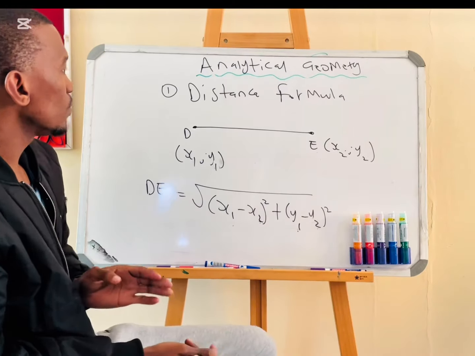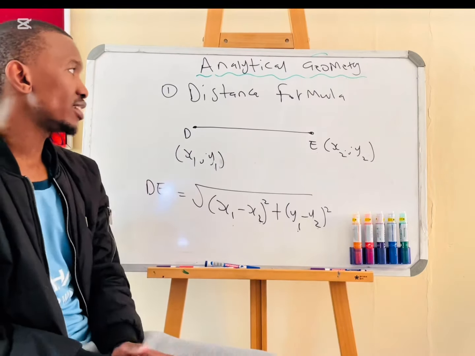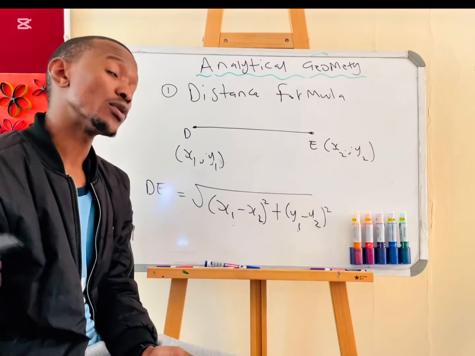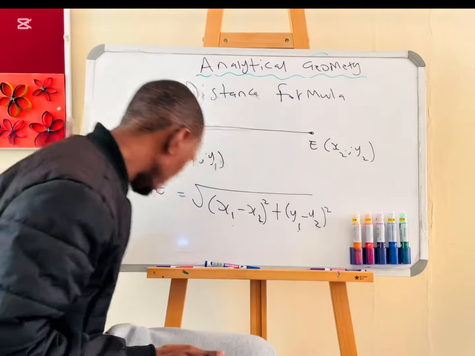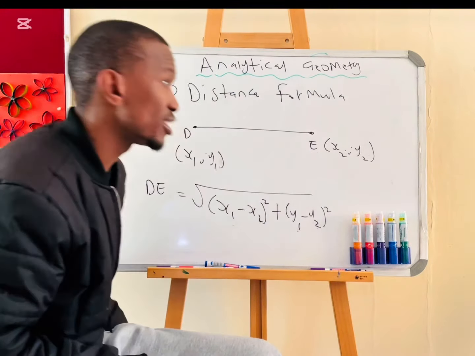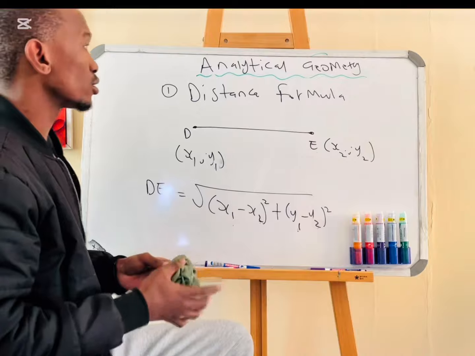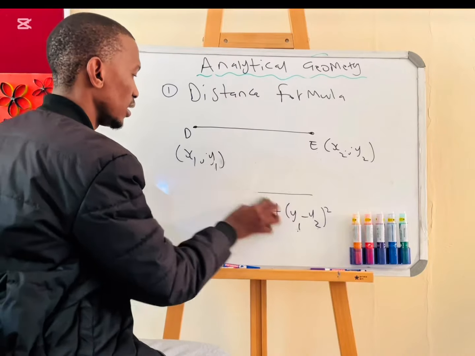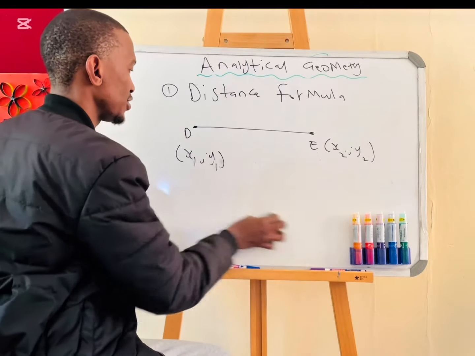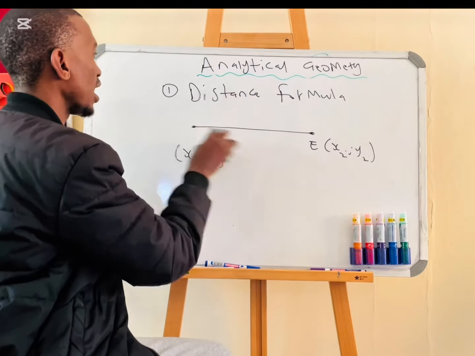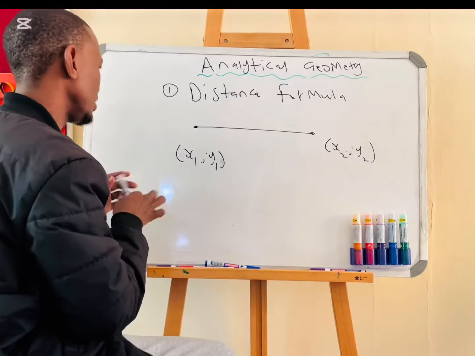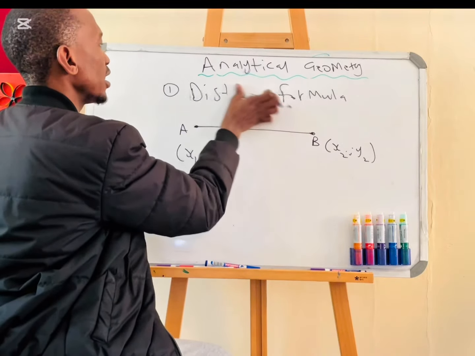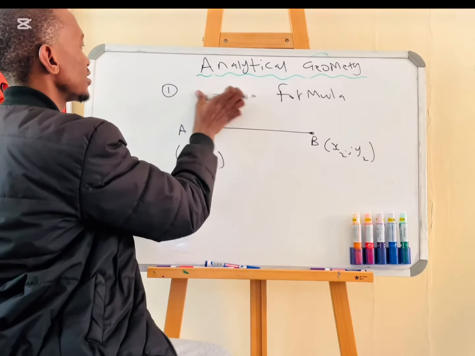Now, let's continue. I hope you're able to understand the distance formula and how we must use it. I'm going to show you guys with questions after. Now, let's continue to something else, which is part number 2 of the basic rules of analytical geometry. We're going to be having something called a gradient. I'm going to make use of A and B. It's still fine. So now we are on something called the gradient.